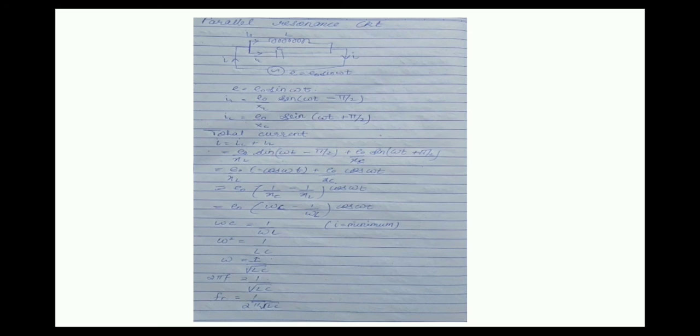Taking omega on the same side, we get omega squared equals 1 upon LC. Removing the square, we obtain omega equals 1 upon the square root of LC. Omega is nothing but 2 pi f. Obtaining the resonant frequency, we say fr equals 1 upon 2 pi square root of LC.